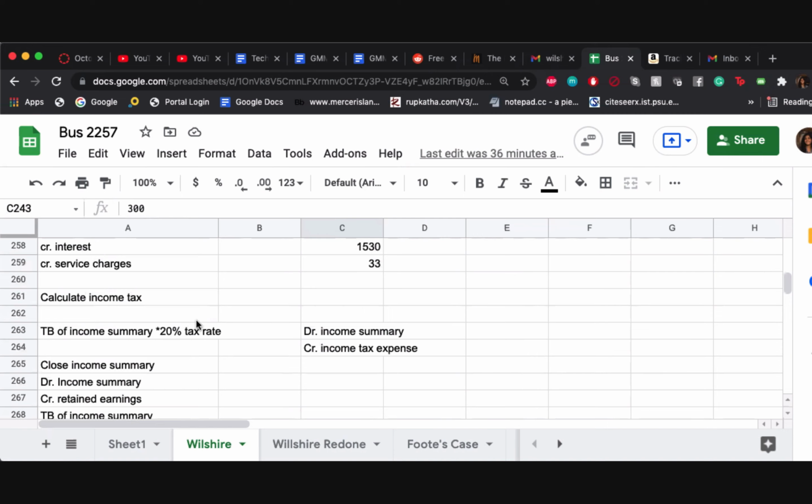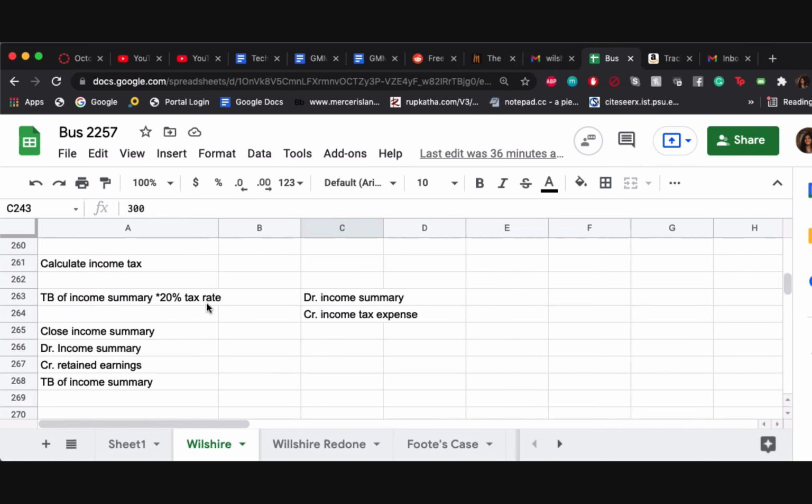Now, at the end of everything, you're going to get an income summary. The income summary is going to be the net value of your sales minus the net value of your expenses, because that's what an income statement is, profit and loss. You take that amount, that's your net income, and you multiply that by 20%, and that's your next year's income taxes payable.